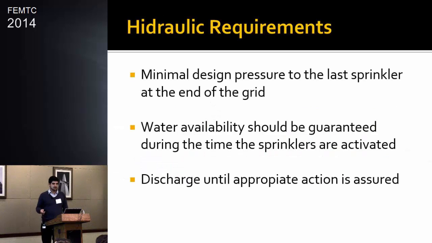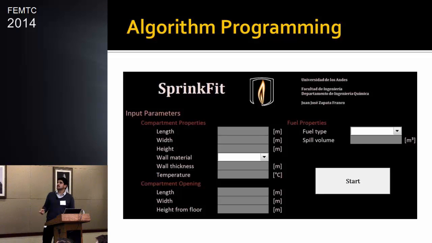For the hydraulic requirements, we have to assure the minimal design pressure for the last sprinkler at the end of the grid. The water availability should be granted for the time the sprinklers are activated, and the discharge until appropriate action is assured. So as I told you, I started the code in MATLAB, and then I used Visual Basic to program the tool. It's called SpringFit. I used the logo of my university to get the logo for my tool. And we have some previously loaded fuels and materials. Also, those are all the input parameters.